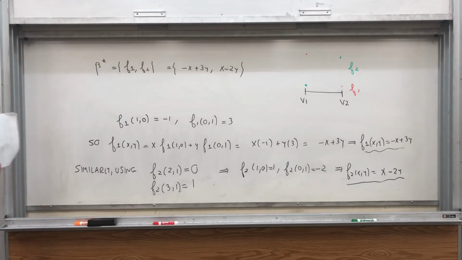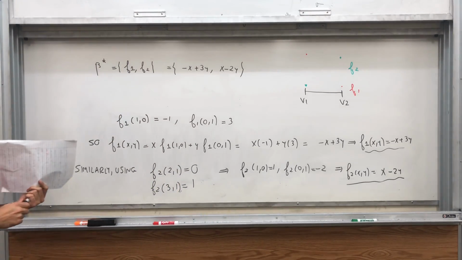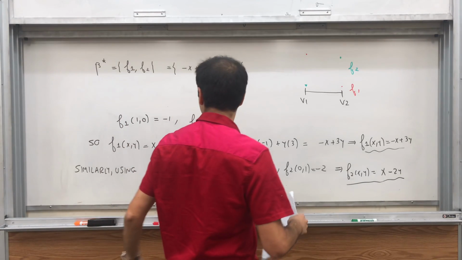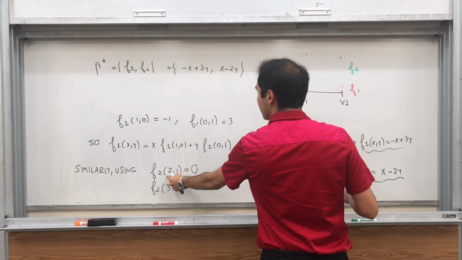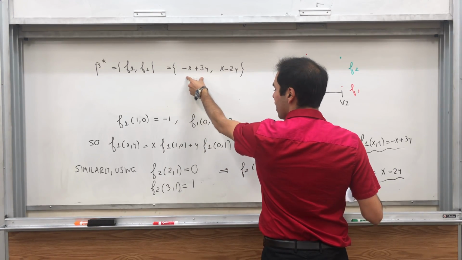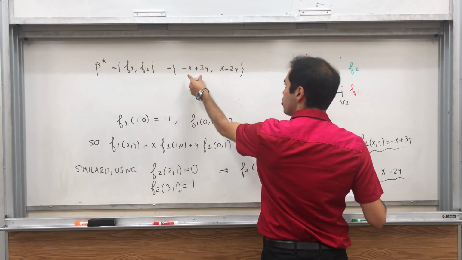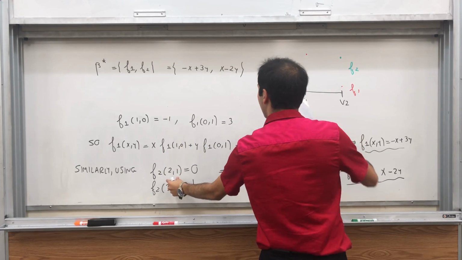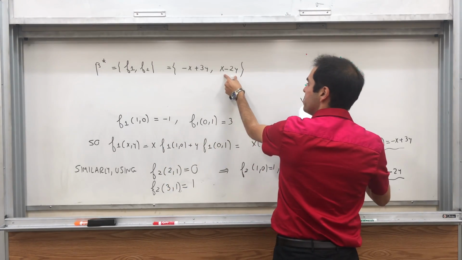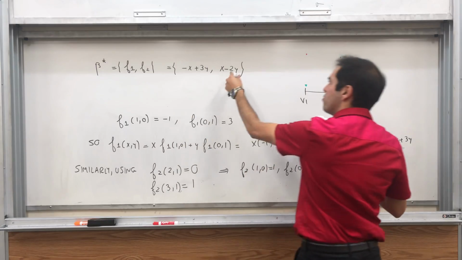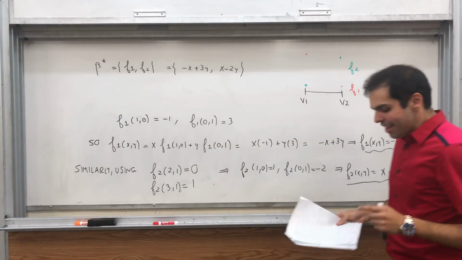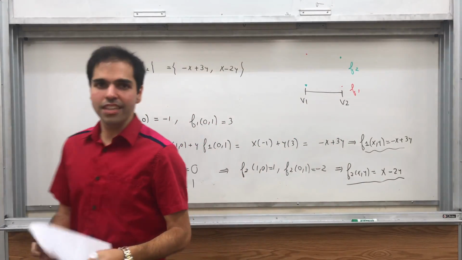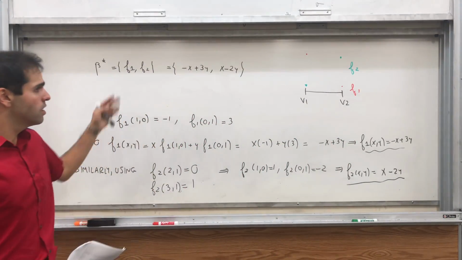And by the way, it's very easy to check if your answer is correct. Just check that at the point 2, 1, f1 should be 1. At the point 3, 1, it should be 0. And for f2, at the point 2, 1, this should be 0, and at the point 3, 1, this should be 1. And in fact, you can check this. So it's a basis, indeed, of the dual space.